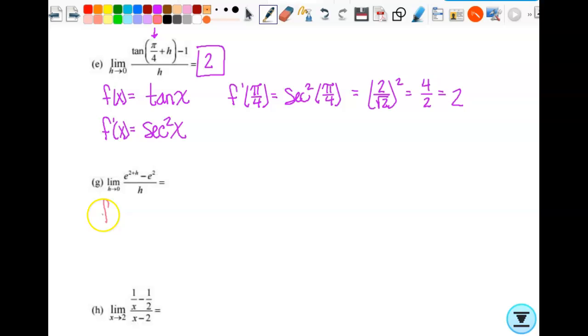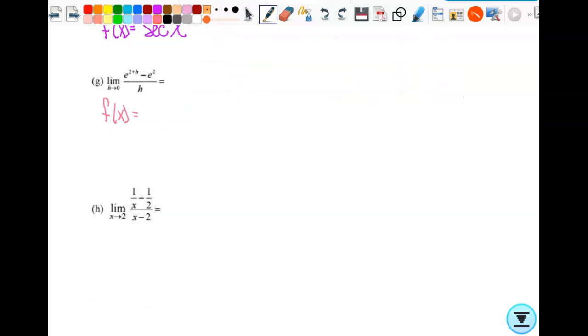So let's try G. What would f of x be from G? E to the x, yes. So then I take the derivative. What's the derivative of e to the x? E to the x. Do I evaluate this one? Yes, because as h approaches 0, this would be e to the x plus h minus e to the x, and x is 2, so I have to evaluate it at 2. So f prime of 2 equals e squared. And guess what e squared is? E squared.